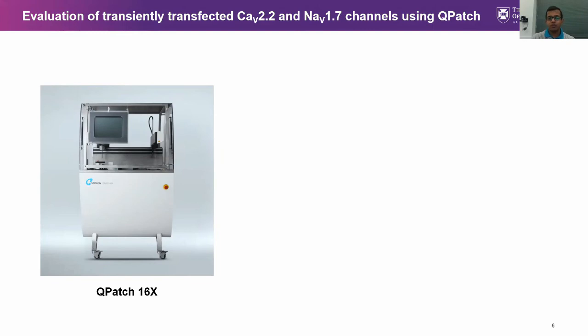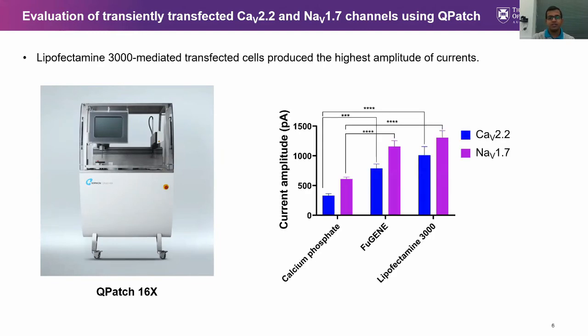For the CaV2.2 assay, the average current sizes of calcium phosphate, FuGENE, and Lipofectamine 3000 mediated transfected cells were around 330, 790, and 1010 picoamperes, whereas for NaV1.7, the average current sizes were 609, 1156, and 1307 picoamperes respectively. In both cases, Lipofectamine 3000 mediated transfected cells produced the highest amplitude of currents.